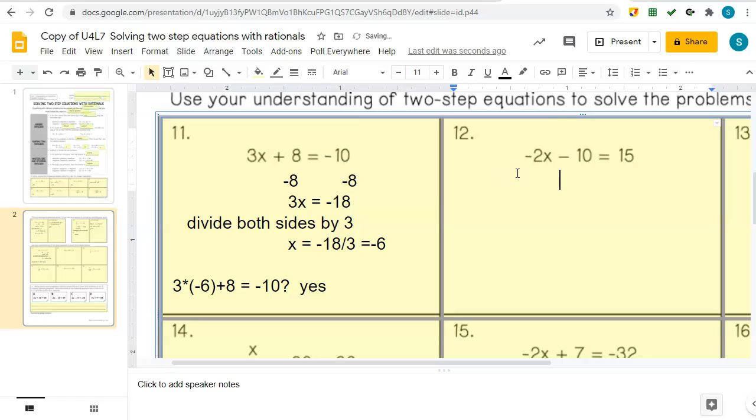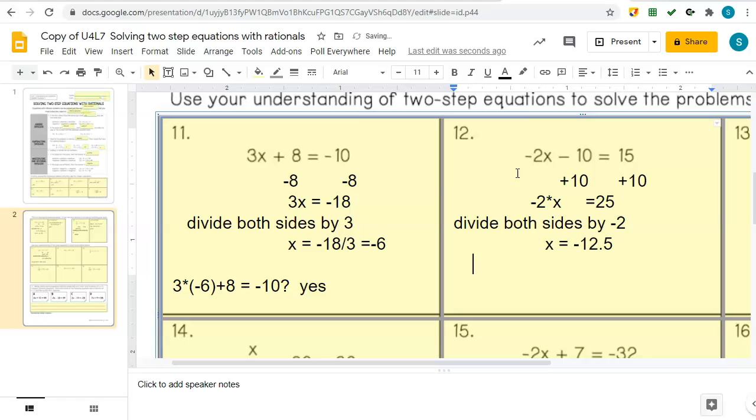Let's try that one here. First thing we want to get rid of is this minus 10. We add 10 to both sides. And we're going to get negative 2x. So remember, anytime we have a number next to a letter, it's multiplication. And that's going to equal 25. Divide both sides by negative 2. And then we're going to get x equals negative 12.5.